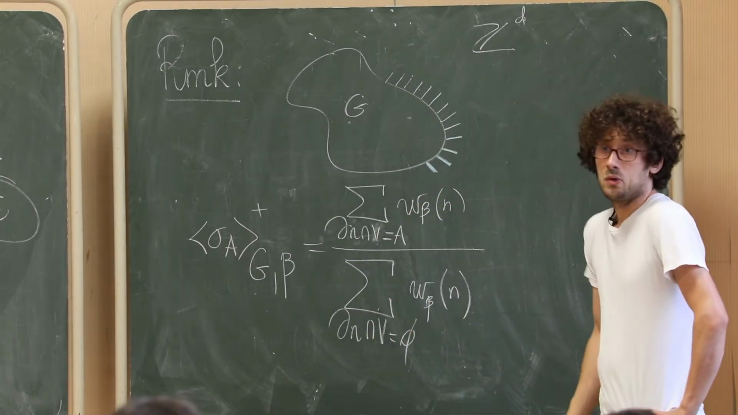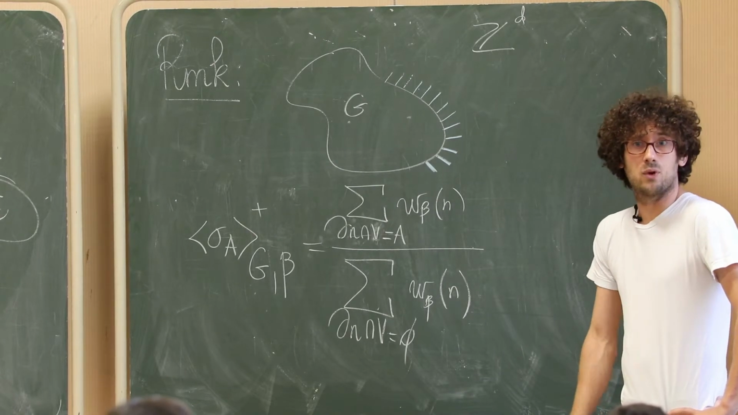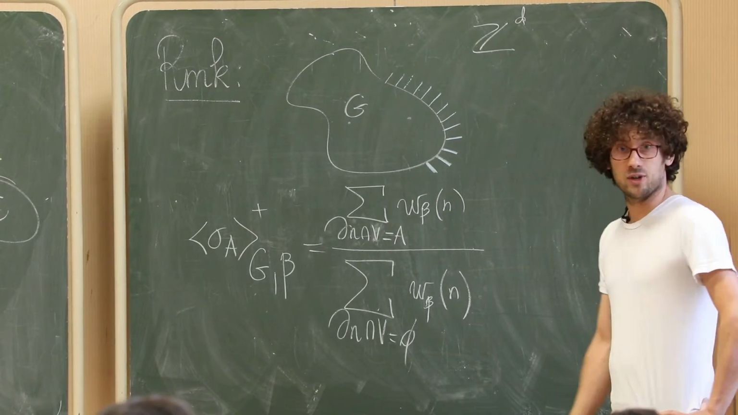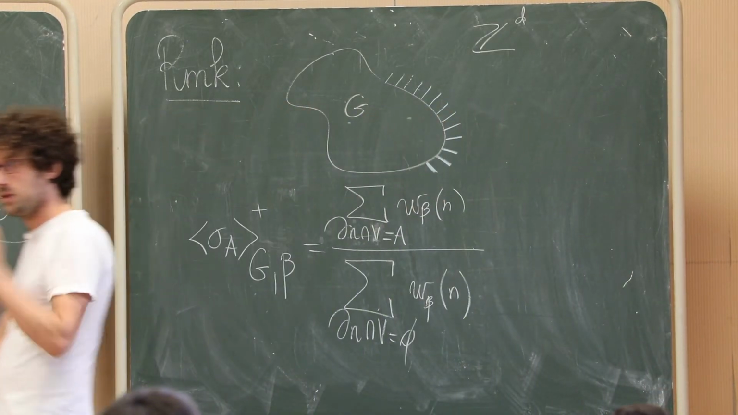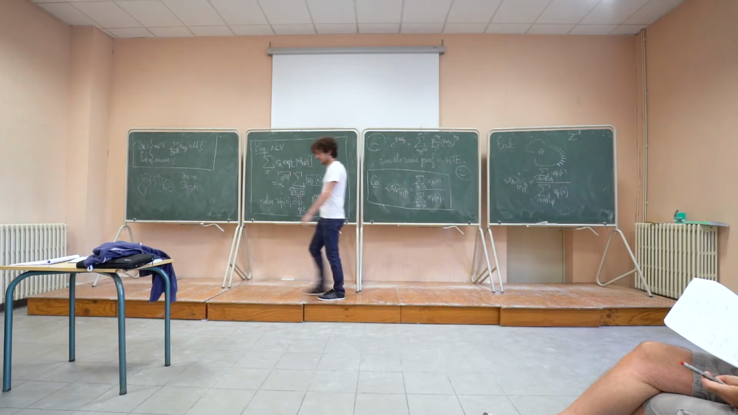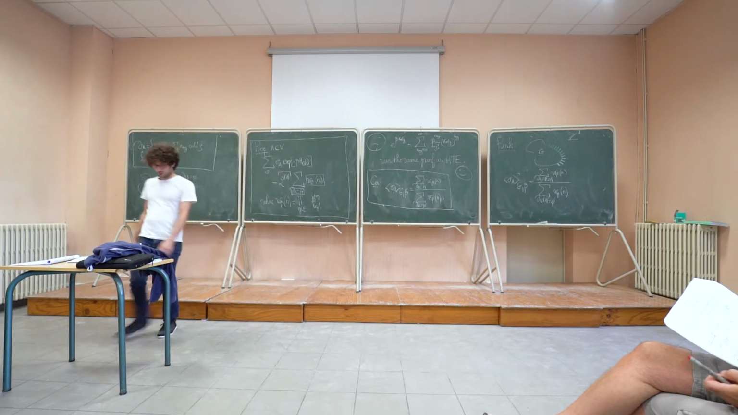Okay? This we already did fairly carefully for the high temperature expansion. So here we just end up with the same manipulation to get the plus boundary conditions.